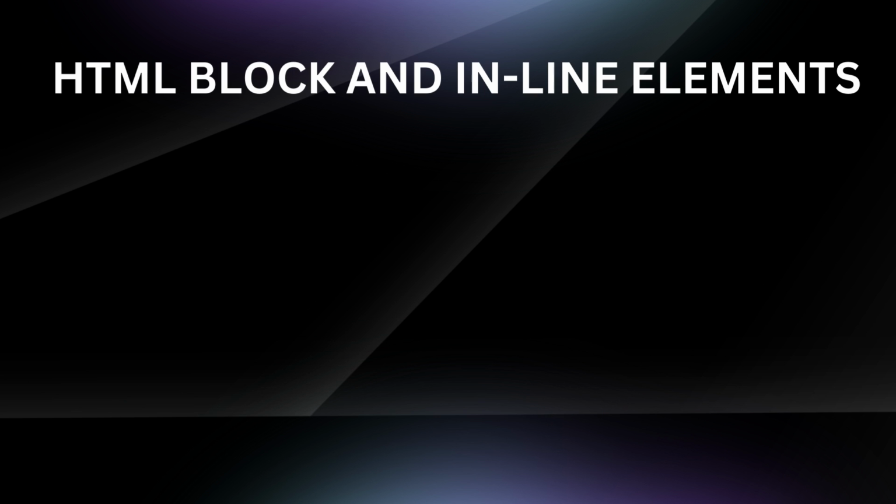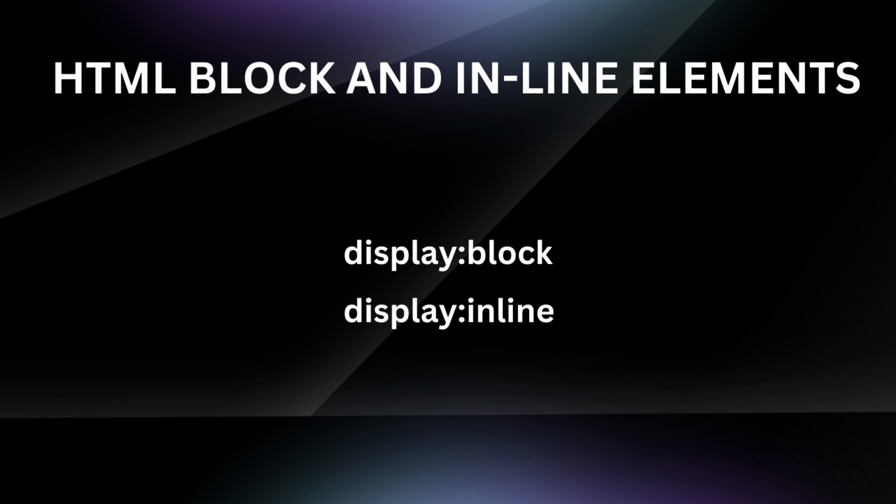Today we are going to learn about types of HTML elements, that are HTML block and inline elements. Each HTML element has a default display value that determines how it appears on the web page, and the two main display values are block and inline. These values impact the layout and the behavior of elements on the page. Understanding these default display values is crucial for designing and structuring web content effectively.